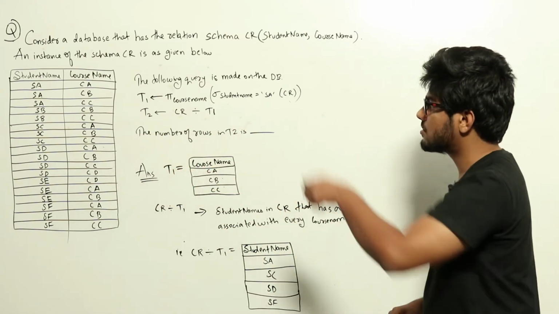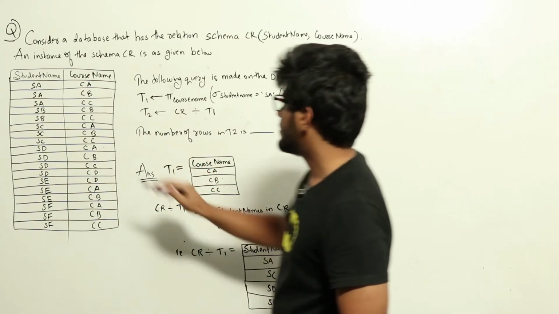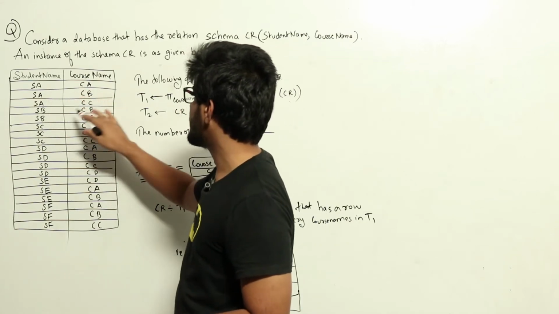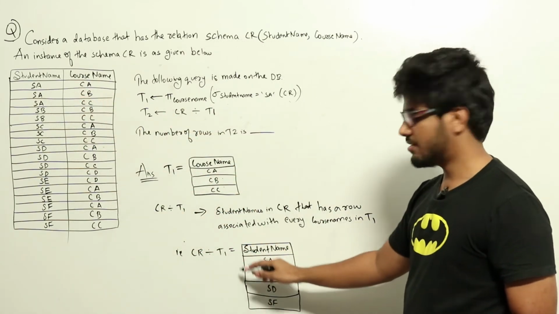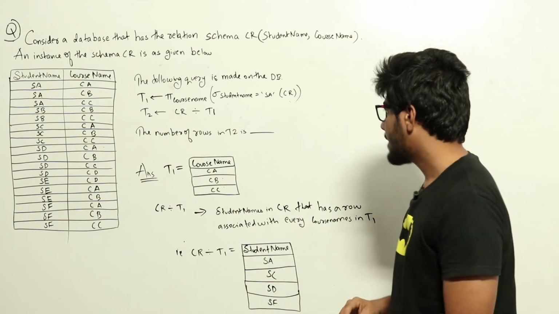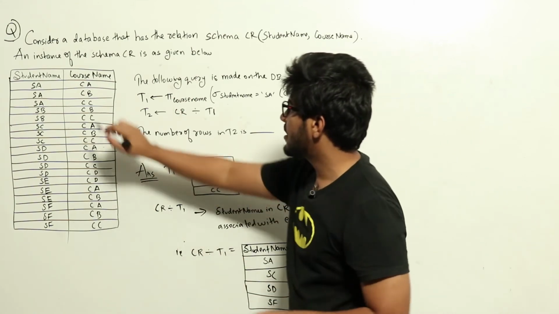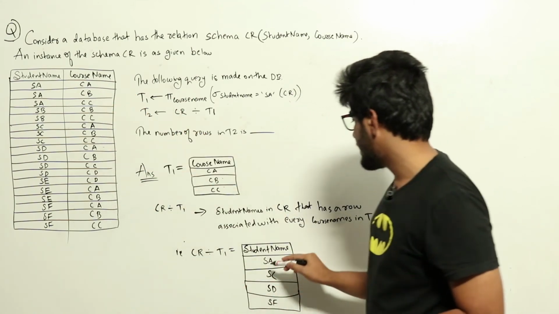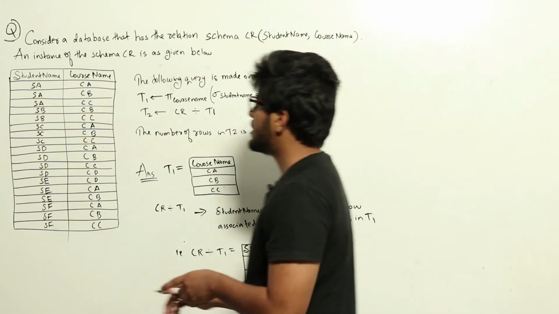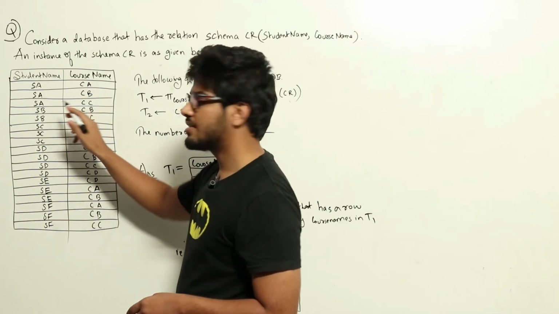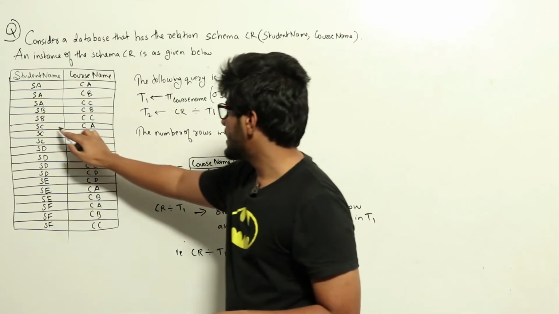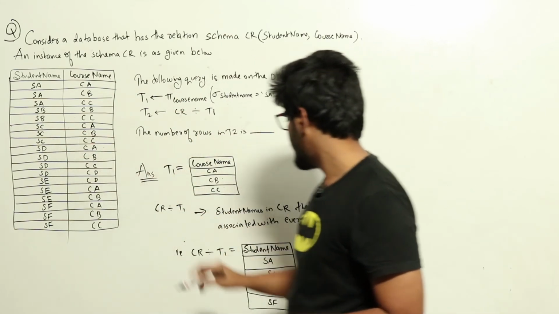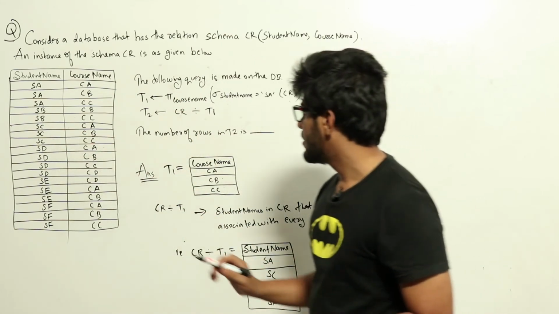So let us look which all student names are there. SA has a row with CA, SA, CB, SA, CC is there. So SA we can take in CR divided by T1. This is the table student name. So SA is associated with CA, CB and CC, all three. So we can write SA. SB has a row with CB and CC only. SB doesn't have a row with CA, so we can't take SB there. SC has a row with CA, CB and CC, so we can take SC here.